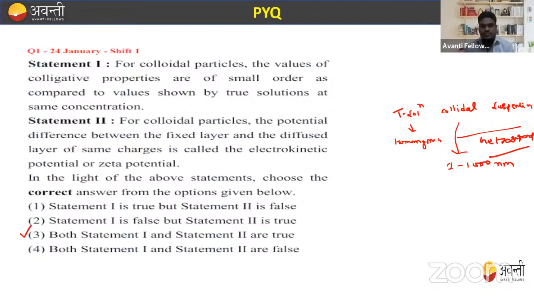So from here, try to learn three things: what is a true solution, a colloidal solution, and a suspension, in which the solid and solvent are present in a homogeneous or heterogeneous phase, what is the range of the size, and what is called zeta potential. These points must be remembered, because some questions may be asked related to this topic.